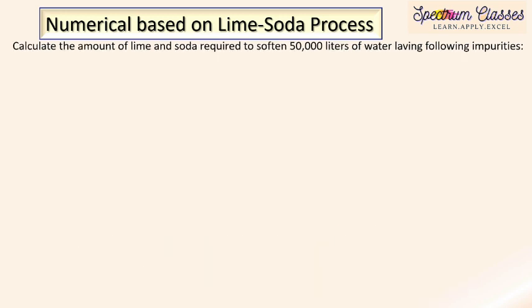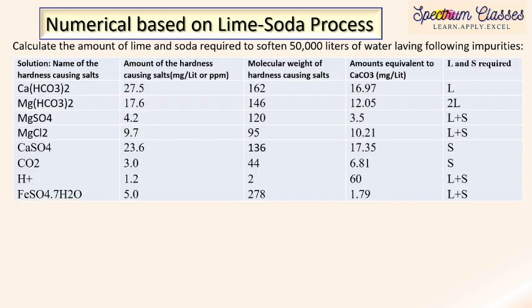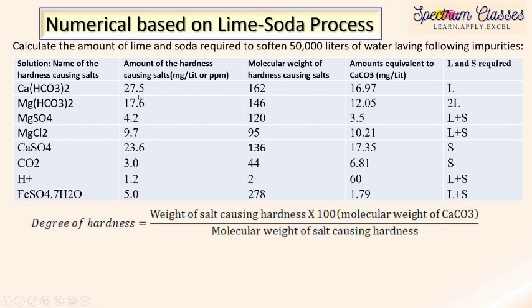The next numerical problem is: calculate the amount of lime and soda required to soften 50,000 liters of water having the following impurities. So these are the impurities which are present in the water sample. Similarly, I have made this table again. These are the salts and their amounts in ppm present in the given water sample, their molecular weights, and similarly what we did here, this is the weight of the salt causing hardness divided by its molecular weight multiplied by 100, which is the molecular weight of calcium carbonate. In this way we have this column.